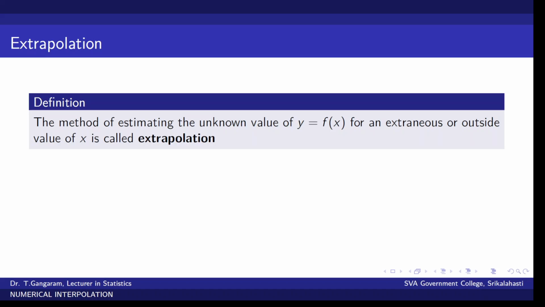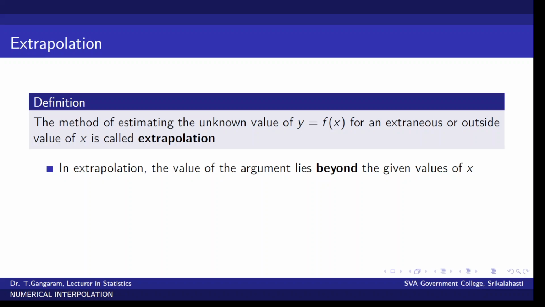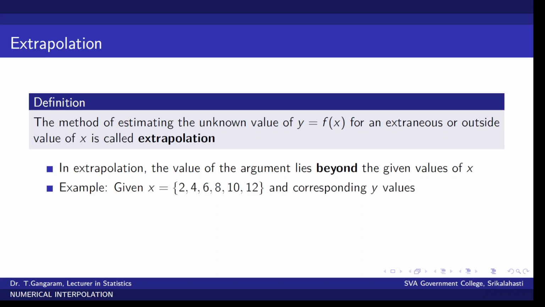And the definition of extrapolation is: it is a method of estimating the unknown value of y is equal to f of x for a value extraneous to, or beyond, the x series. In extrapolation, the value of the argument lies beyond the given values of x.